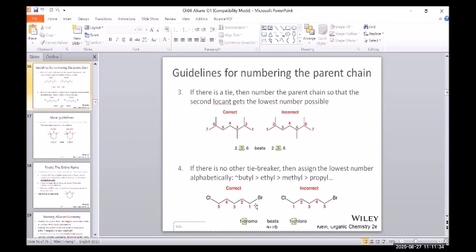This naming will be 1-bromo-5-chloro. Okay. And this naming will be 1-chloro-5-bromo. The bromo alphabetically is before the chloro, so giving the low number to bromo is better. That's why this is better. Okay. That's if there's no tiebreakers.